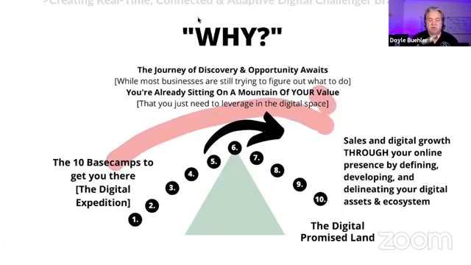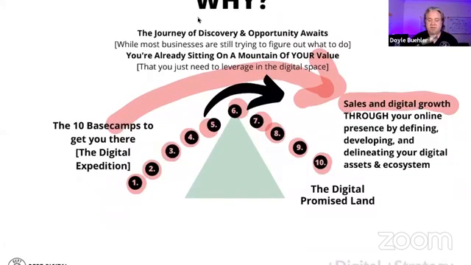So how do we transition across this whole landscape? There's a whole metaphor I have for this based on the digital expedition, and I'll talk a little about that. But we have 10 base camps that help us direct our energy towards solving our problems and defining our digital and our assets. And ultimately, what's it about? Sales and growth, and digital growth through your online presence by defining, developing, and delineating your digital assets and ecosystem. That's really critical here, that we make sure you're able to define that properly.